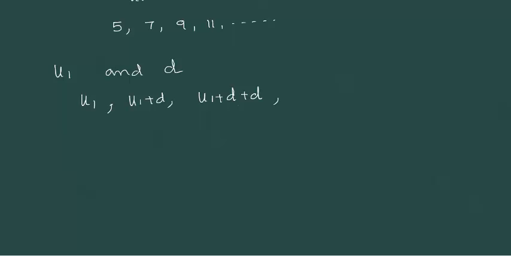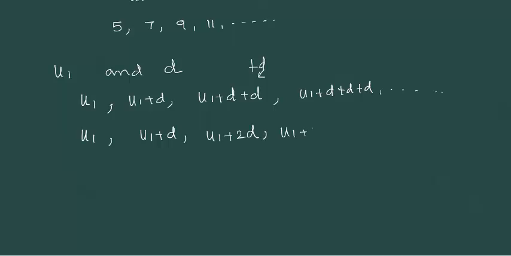If you want to make the next term, that is the fourth term, you have to add D to this third term. So it is U1 plus D plus D plus D, etc. On simplifying, you get U1, U1 plus D, U1 plus 2D, and U1 plus 3D, etc. So basically this is the first term. The second term can be written as U2. The third term is U3, U4 and so on.